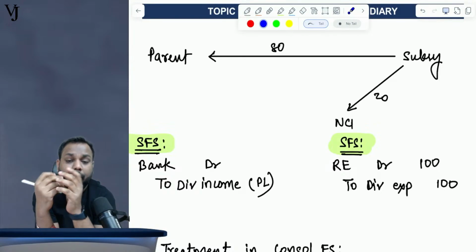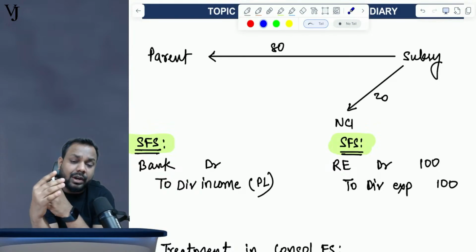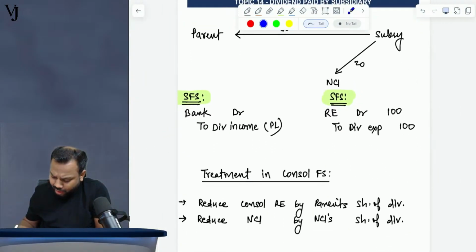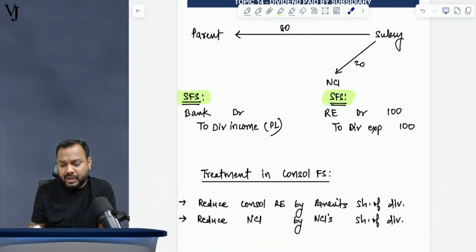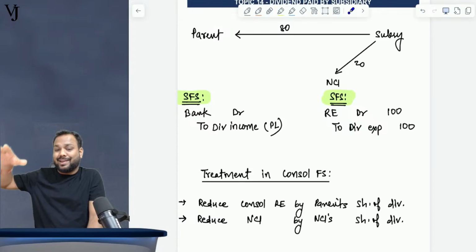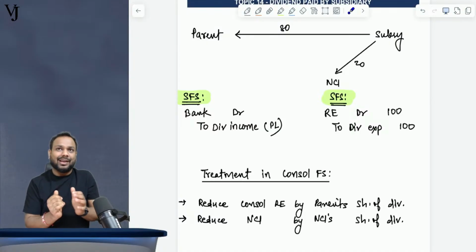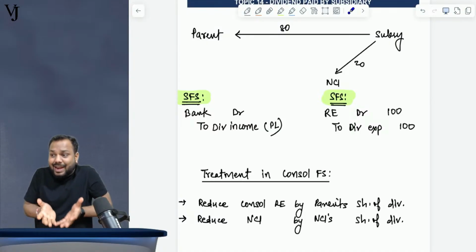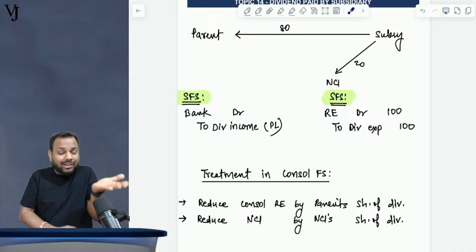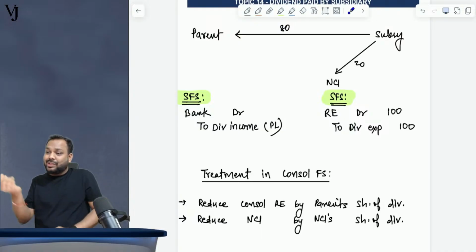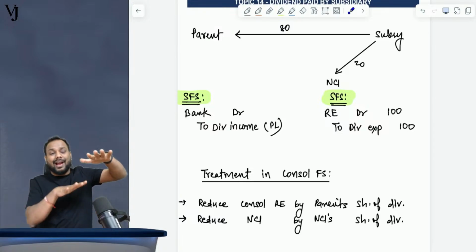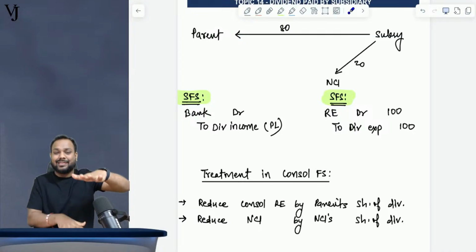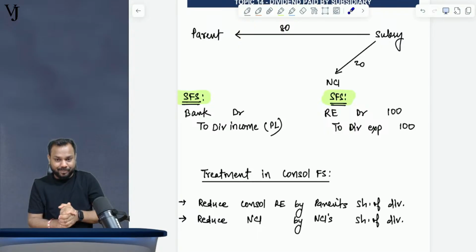Point number one. Point number two, understand one more thing, guys. When we pay off the dividend, the net assets of subsidiary decreases, right? So now understand, ideally, when the subsidiary's net assets increase due to profit, we increase console RE, we increase NCI. Now, when subsidiary's net assets decrease due to dividend, we should decrease console RE and NCI in the ratio of their holding by the dividend amount. Okay.